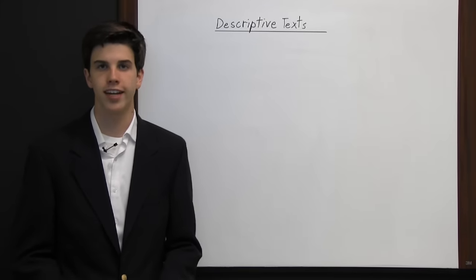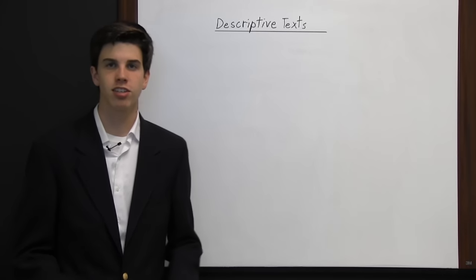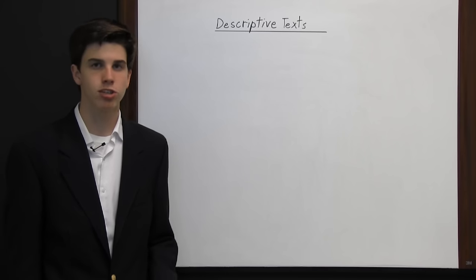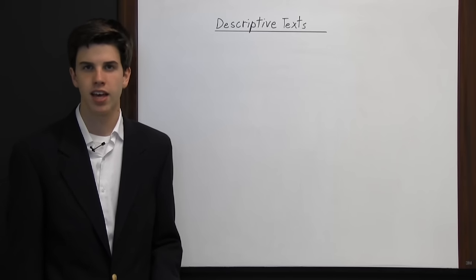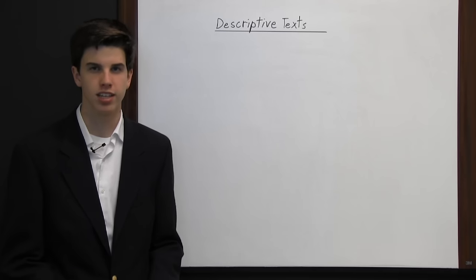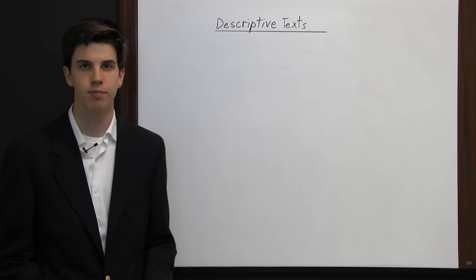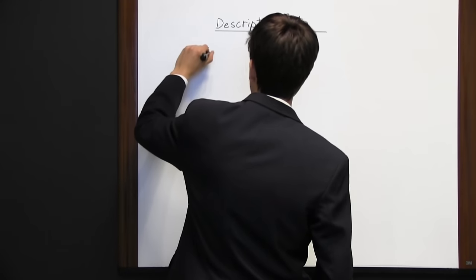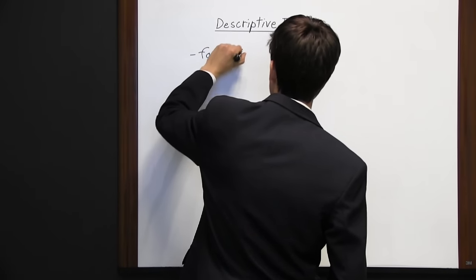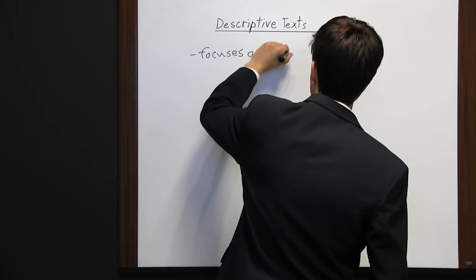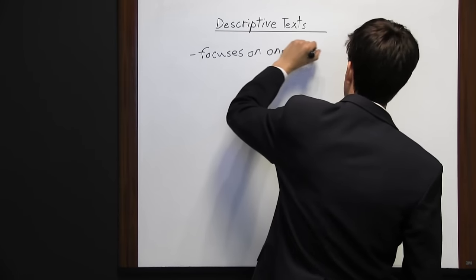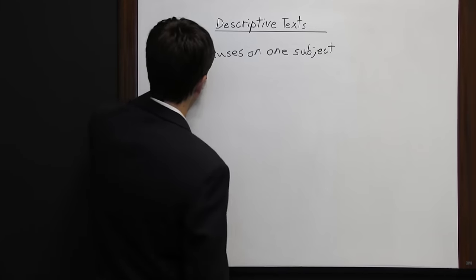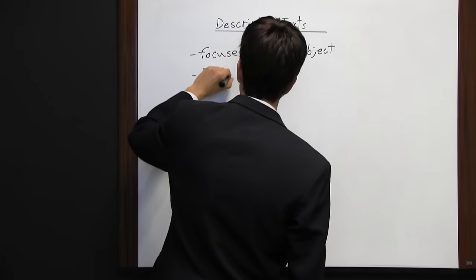Almost any type of writing is descriptive, in that it seeks to describe a certain person, place, thing, or idea. But a descriptive text is more specific, and it takes one particular subject and then tries to depict that clearly to the reader. So we could say that a descriptive text focuses on one subject. So it focuses on one subject and then tries to depict that subject clearly to the reader.